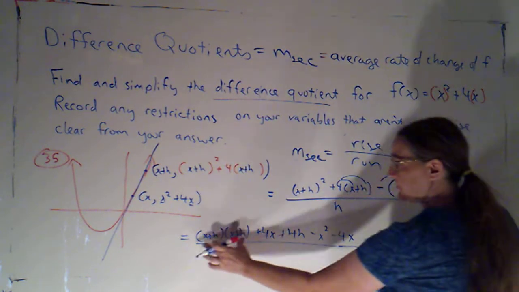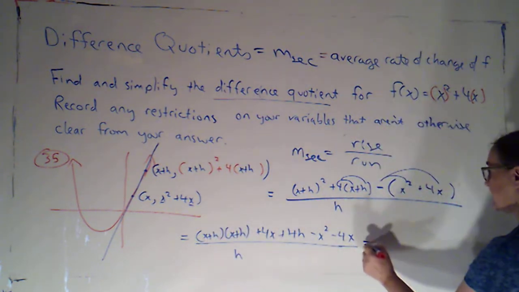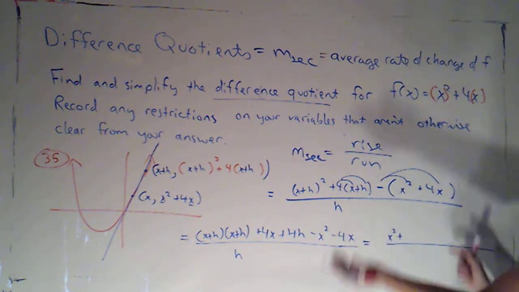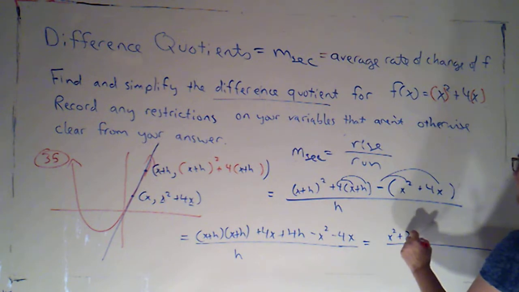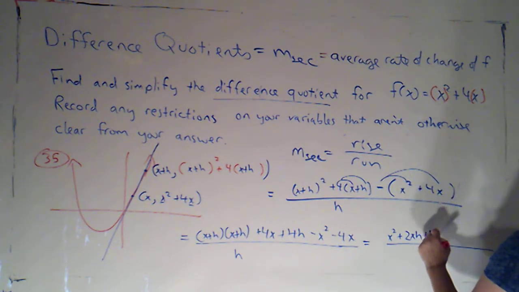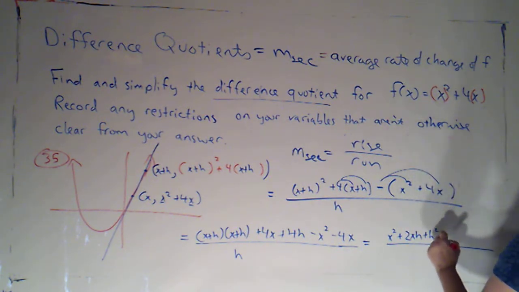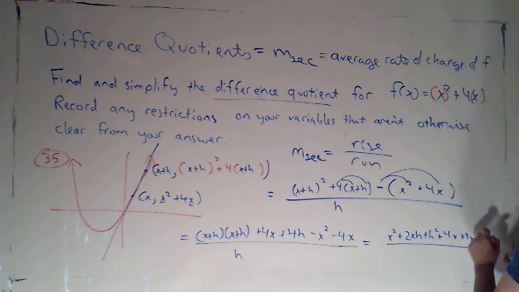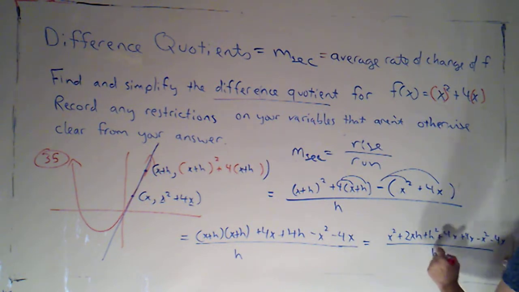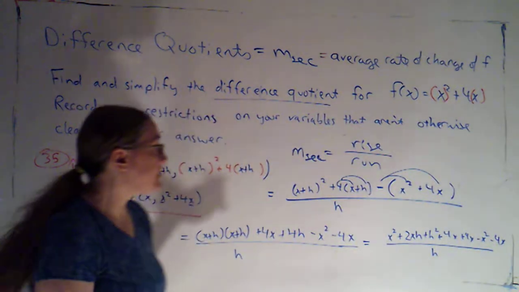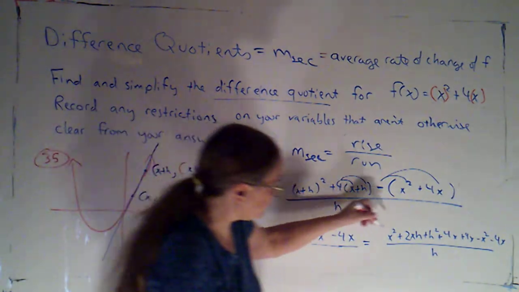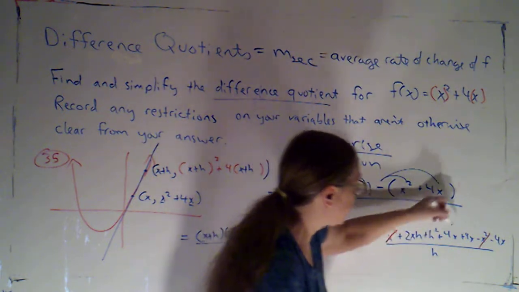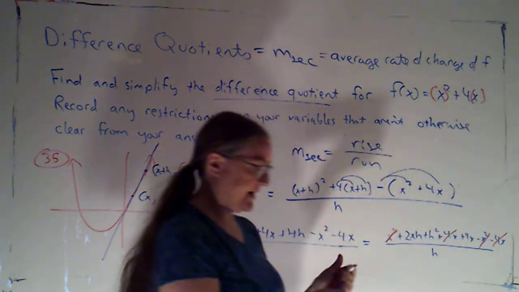So it looks like what's left for me to do is to FOIL out that x plus h squared. So that's going to give me x squared plus outsides and insides give me 2 copies of xh plus h squared plus 4x plus 4h and then minus x squared minus 4x all over h. So we've got some stuff on top that cancels. The x squared and the minus x squared will cancel, and the 4x and the minus 4x will cancel.